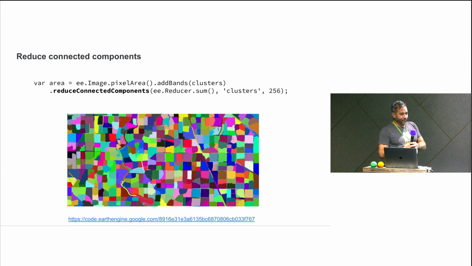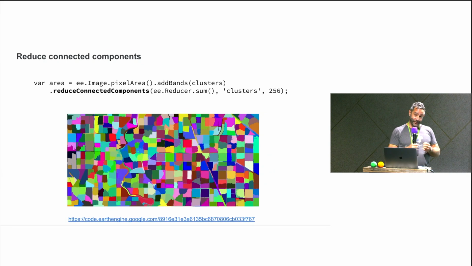Reduce connected components. This is actually from our image segmentation example, an example of object-based image analysis. You want to classify objects rather than pixels, and those objects have emergent properties like mean, standard deviation, size, and shape, all of which are useful to the classifier.